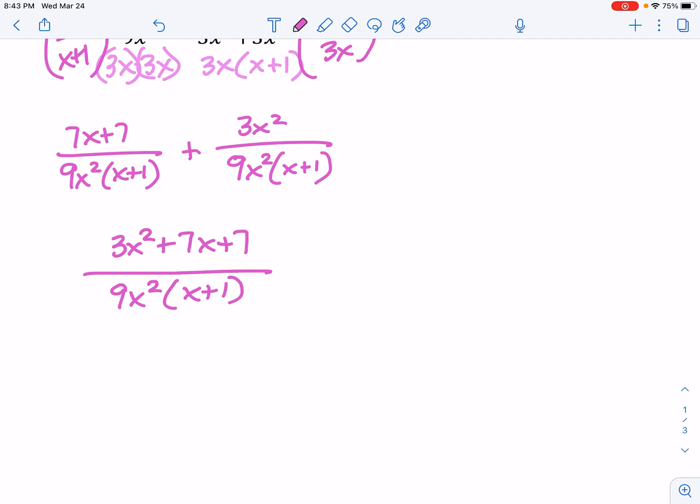I want to check to see if I can factor that numerator to see if anything will cancel out, but I can't, because really I'm looking for factors of 21 that add up to 7, and that's not possible. So this is my final answer, and my excluded values are 0 and negative 1.